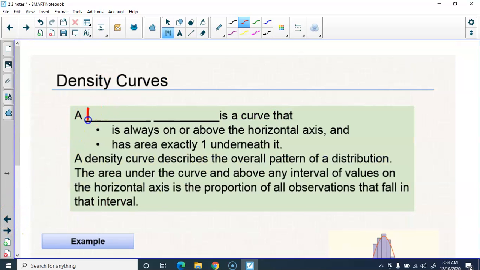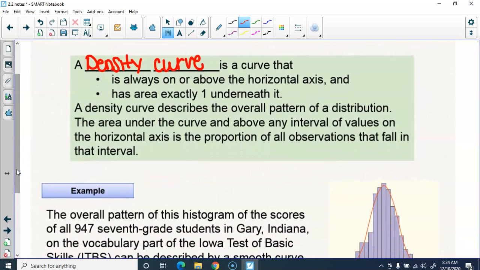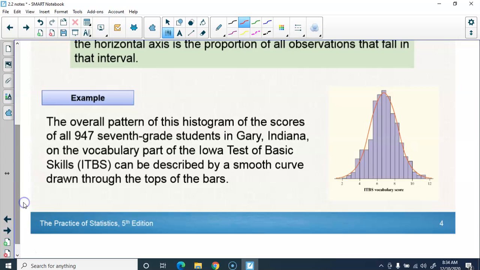And here we are, a density curve is a curve that is always on or above the horizontal axis and always has an area of exactly 1 underneath it. Because if you think about what you're doing, you're drawing a curve over all of your data values, so you could technically start with a histogram and then just draw a curve over the bars. So that 1 represents 100% of your observations. A density curve describes the overall pattern. The area under the curve is the proportion of all observations that fall in that interval.